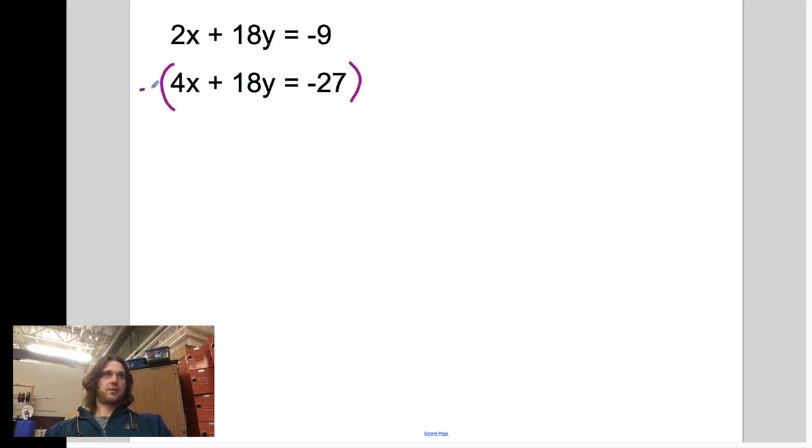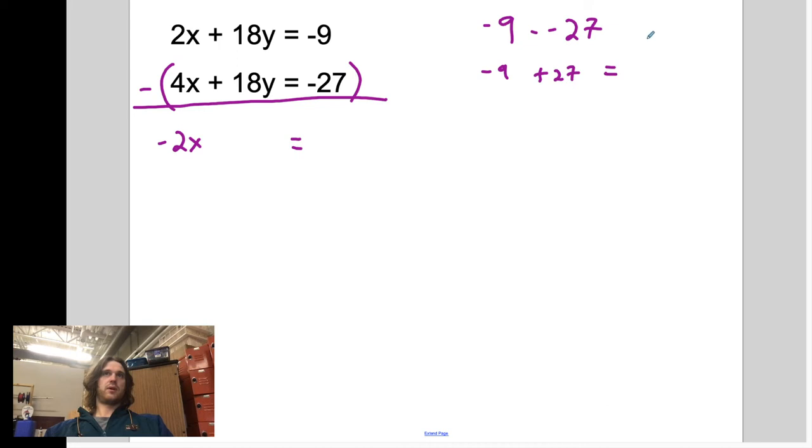So that means we can subtract. So 2 minus 4 gives us negative 2x. 18 minus 18 gives us 0. And then over here we have negative 9, might help to write it out. Negative 9 minus negative 27, which is negative 9 plus 27. If it's hard to keep track of that in your head, don't try and do it in your head, which gives us 18. All right? So now solving this, divide both sides by 2, we'll get x equals negative 9.